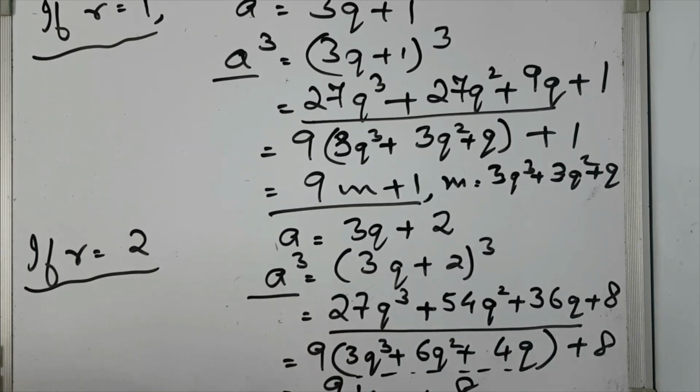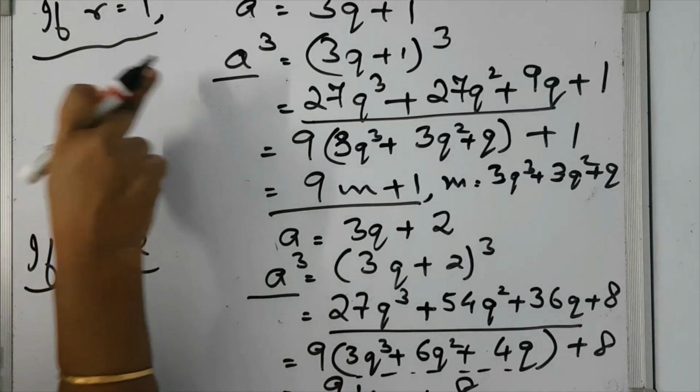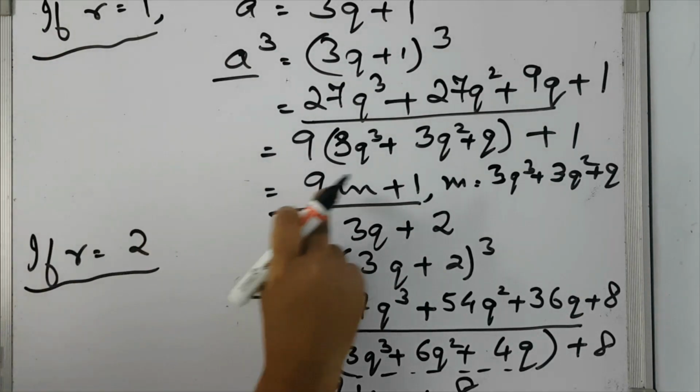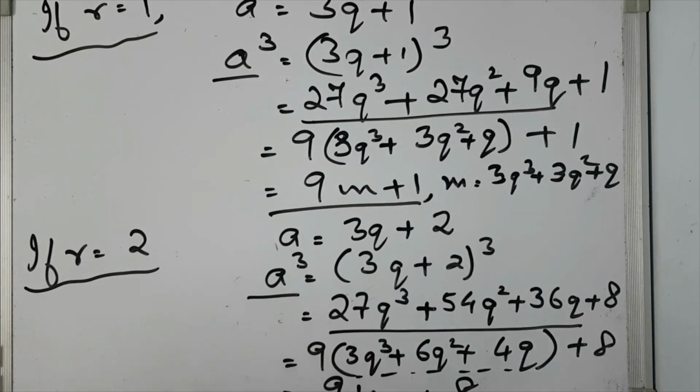So when r equal to 0, we got 9m; r equal to 1, we got 9m plus 1; r equal to 2, we got 9m plus 8. So the last sentence you can write: thus the cube of any positive integer is of the form 9m plus 1 or 9m plus 8. Please do these three sums and understand these three sums very clearly.